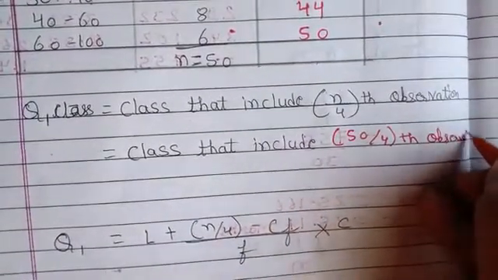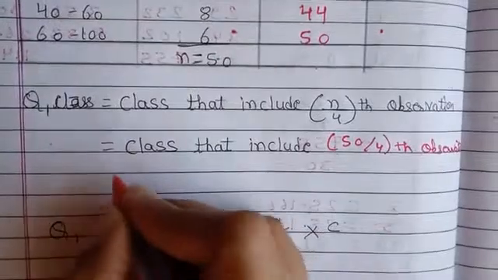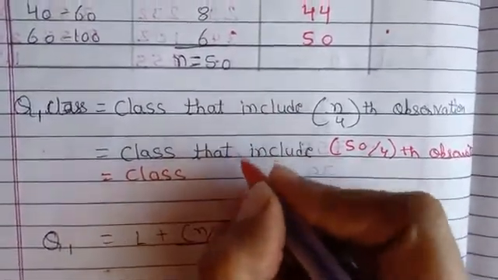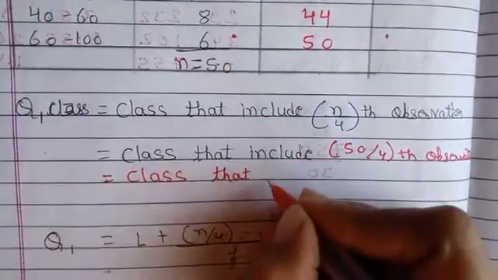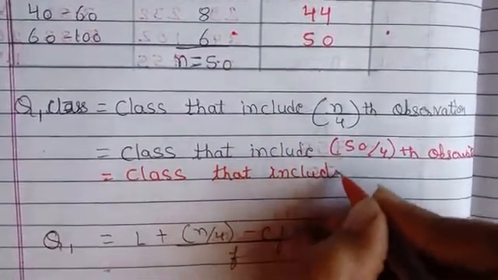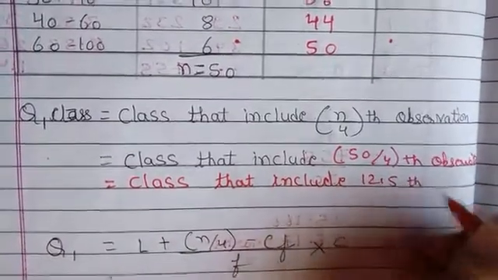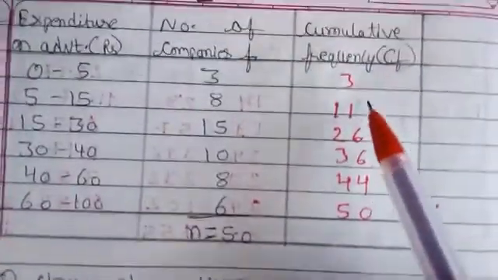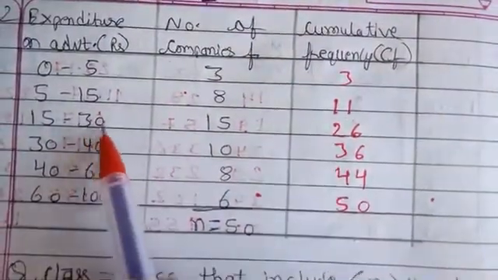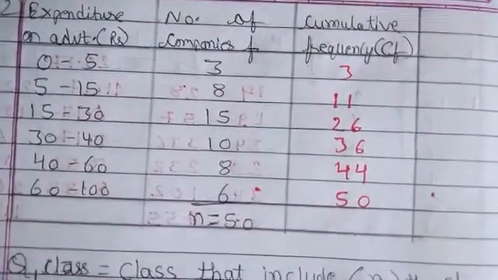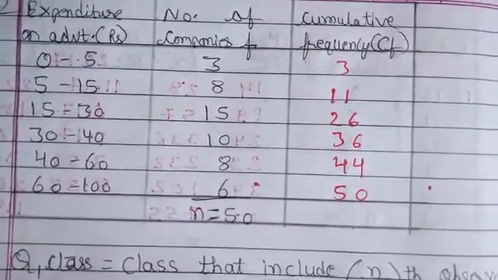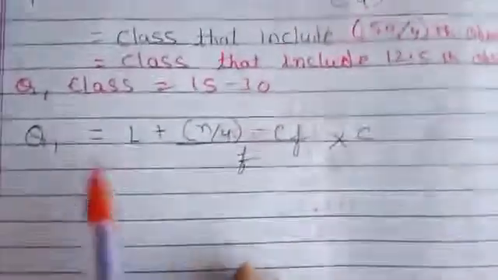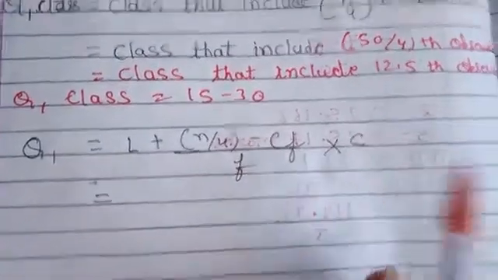So 50 when we divide it by 4, we get our answer as 12.5th observation. Now this we have to see in our CF column. So the 12.5th observation will come in the third class, that is the Q1 class is 15 to 30. Now Q1 we will find out, that is L plus n by 4 minus CF upon F into C.